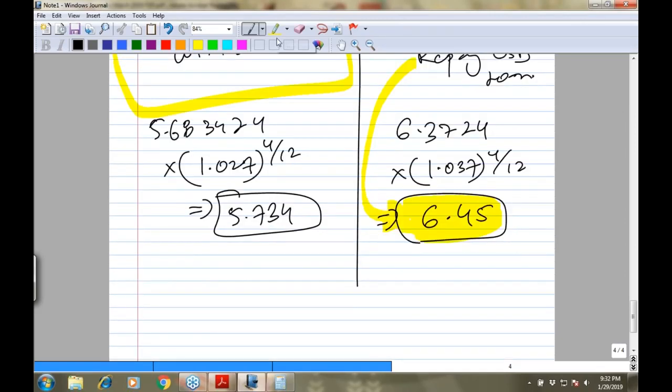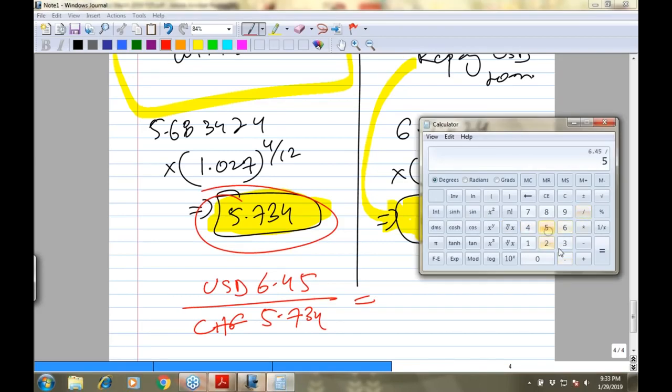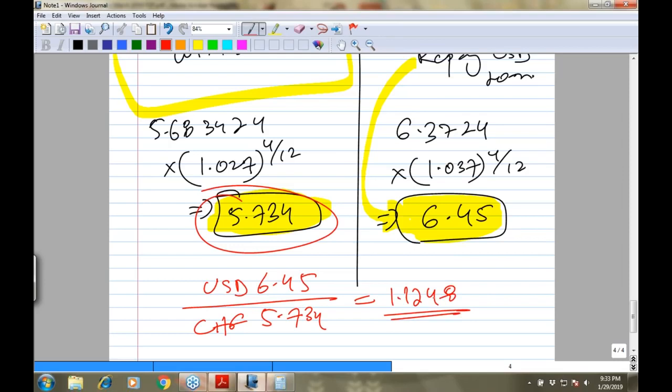Now, whenever we are hedging ourselves for the currency, we say that as a result of the hedge, what is the end result that we have got? We always try to identify the end result of the hedge. So let's try to understand the end result for this. You have been able to get 5.734 million CHF. So this is going to turn out to be USD 6.45 divided by CHF 5.734. So how much are we going to get? It's going to be 1.1248. 1.1248 is the rate that we are going to achieve.